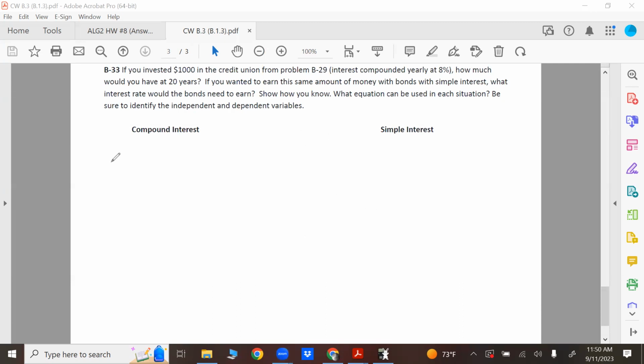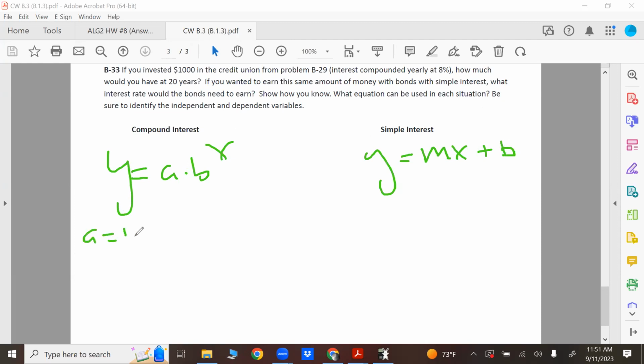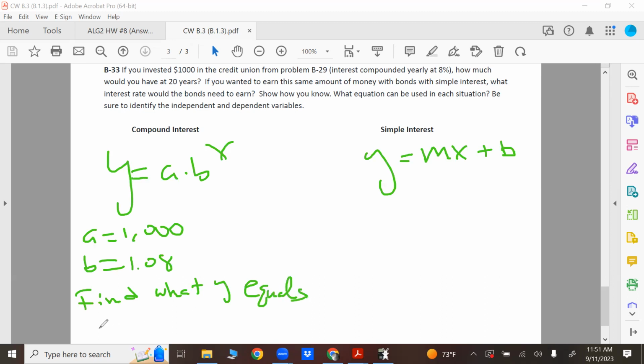Okay, so here's what we're going to do for compound interest: y equals a times b to the x. And for simple interest, you do y equals, pretty much, mx plus b. So here, a is going to be 1000. B is going to be 1.08. So we want to just find what y equals when x equals 20. Okay, so do that first, guys.